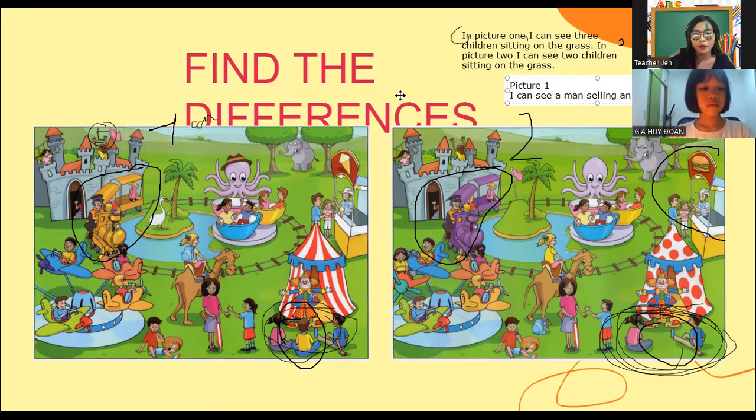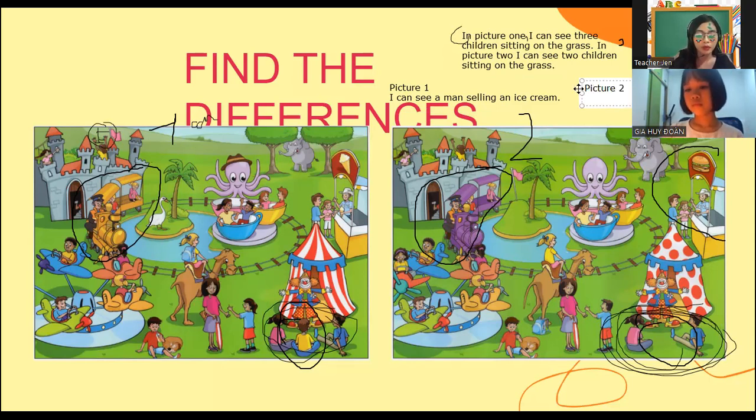In picture two, I will write here the sentence. Picture two, I can see the man is selling hamburger. Very good. I can see a man selling a hamburger. Okay, yes, those are the differences. Very good, Hannah. What else?